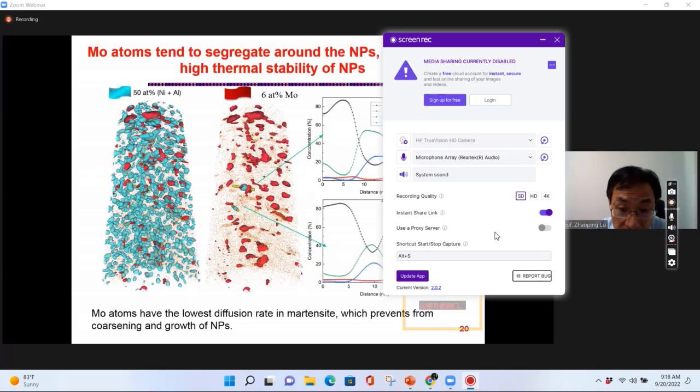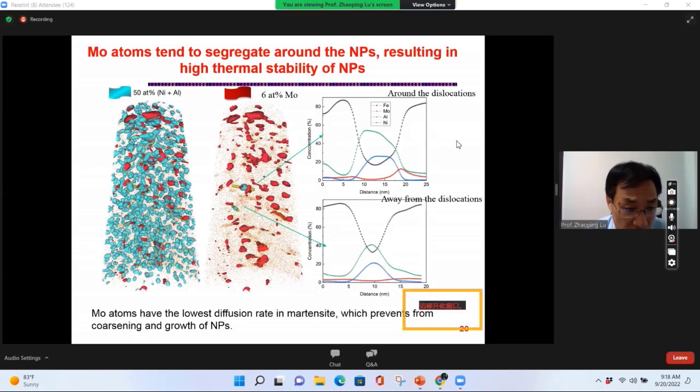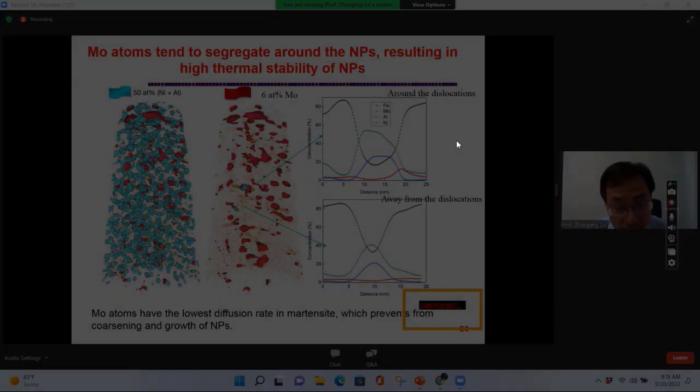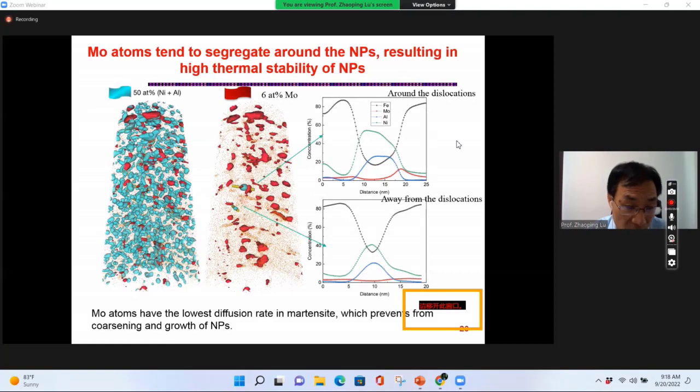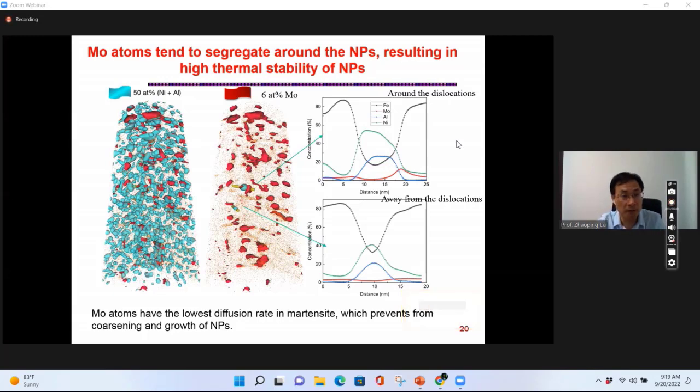The key thing here is that molybdenum atoms tend to segregate around the nanoprecipitate because of the limited solubility. So due to the formation of these nanoprecipitates, moly got rejected from these particles and segregates on the surface to form a core-shell-like structure. That's very important for this material. I will discuss this later on.